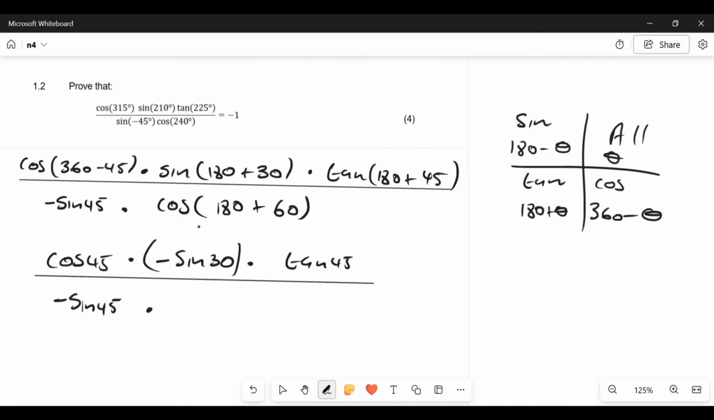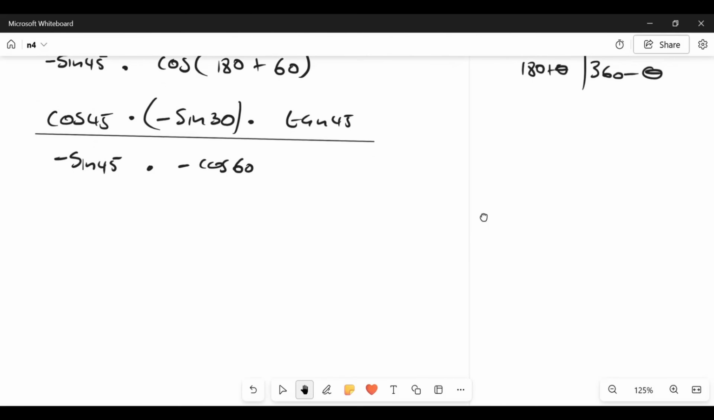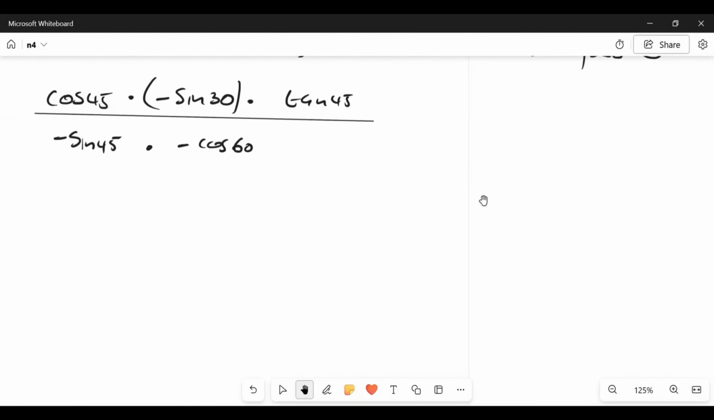And then let's look at this one here. We have cos(180 + 60). That here is the third quadrant. In the third quadrant, cos is negative. So we know this is going to be negative cos 60 there. So let's create space and let's continue here.